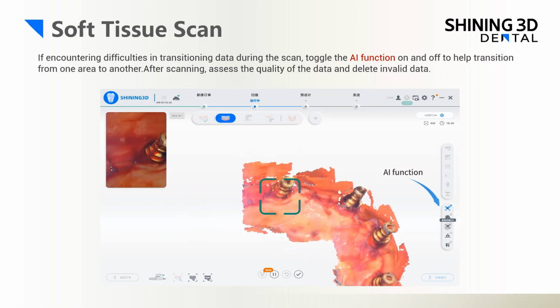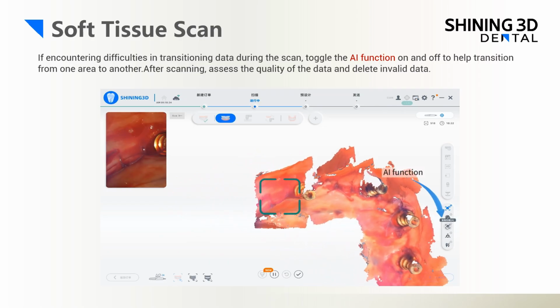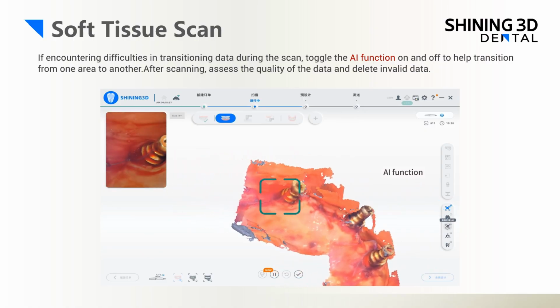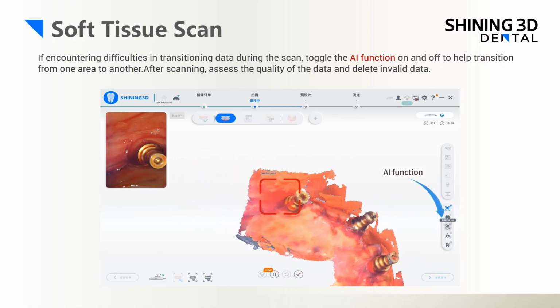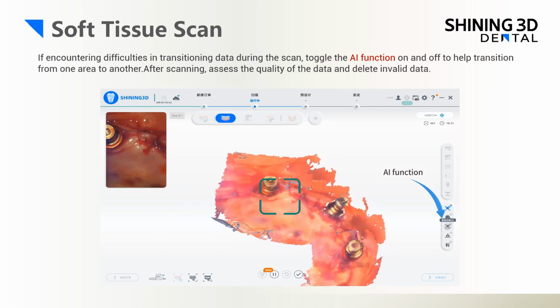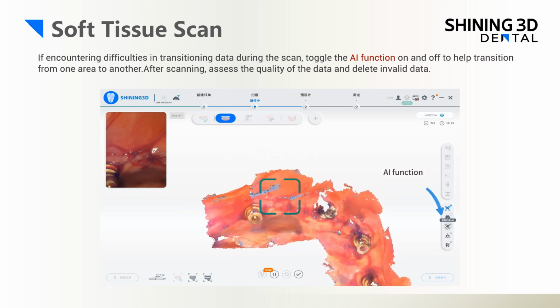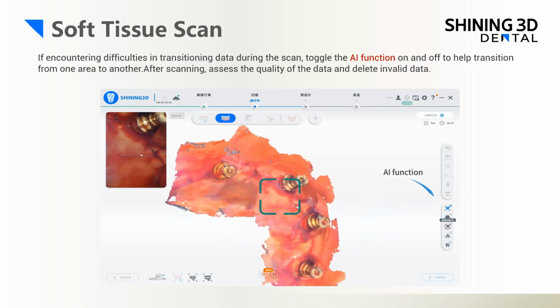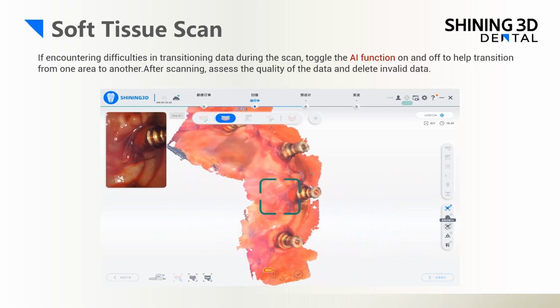And if you encounter difficulties in transitioning data during the scan, toggle the AI function on and off to help transition from one area to another to capture the data. After scanning, assess the quality of the data and delete some unusable data for the case.